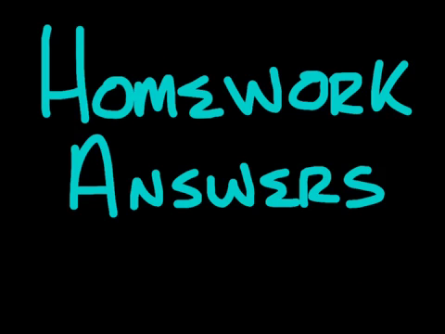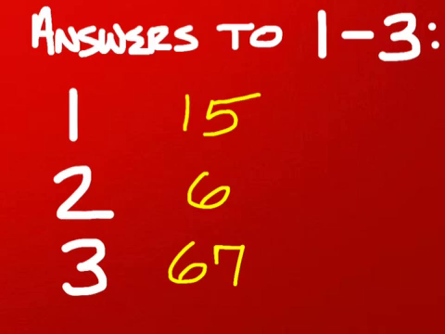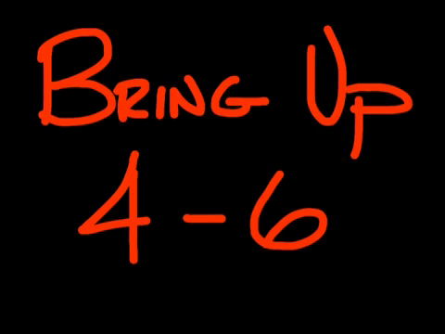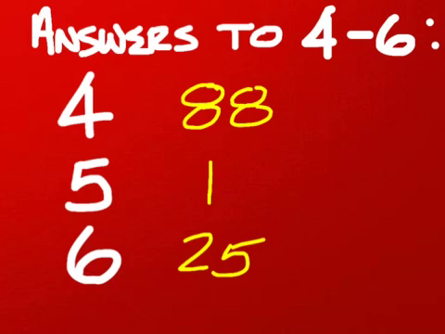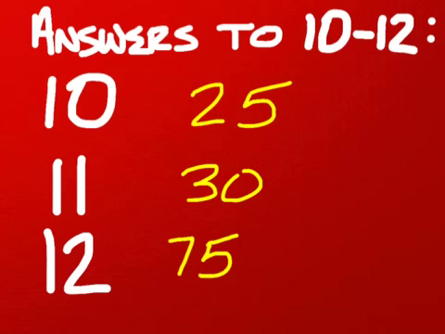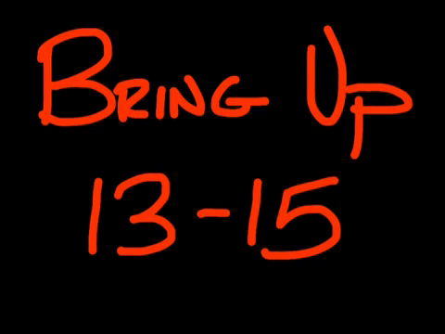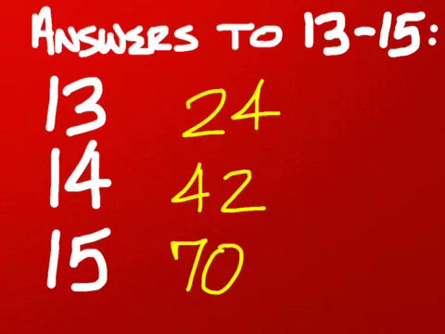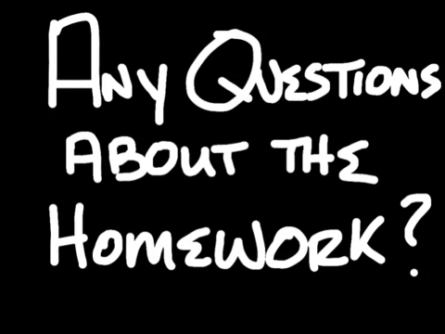Bring up the answers to 1, 2, and 3 to start with. 15, 6, and 67. Bring up 4 through 6. 88, 1, and 25. Bring up the answers to 7 through 9. Answers are 17, 25, and 121. Bring up the answers to 10 through 12. Answers are 25, 30, and 75. Bring up 13 through 15. 24, 42, and 70. Any questions about the homework assignment?